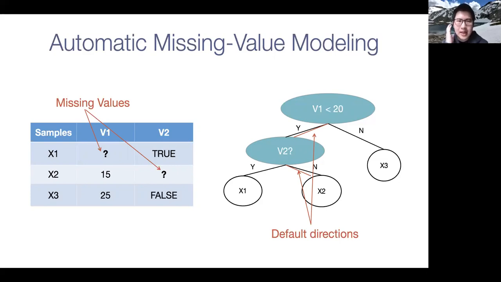By combining these two approaches, users no longer have to worry about missing values, and they can directly feed data with missing values to XGBoost, and the algorithm will automatically handle it for you. And during prediction time, it will predict using the rules learned at training time.